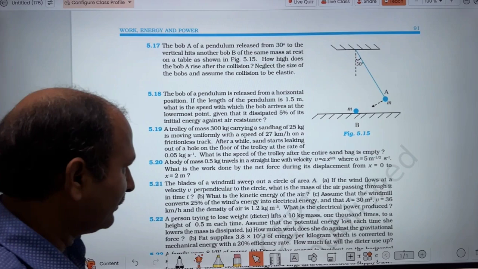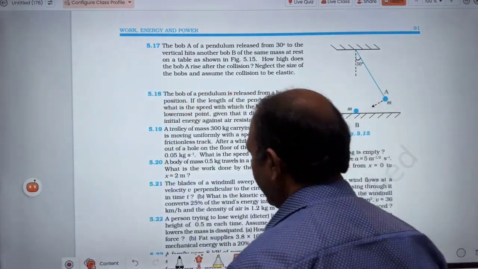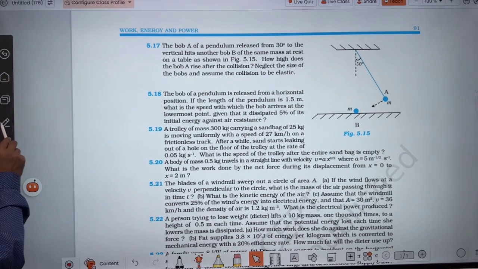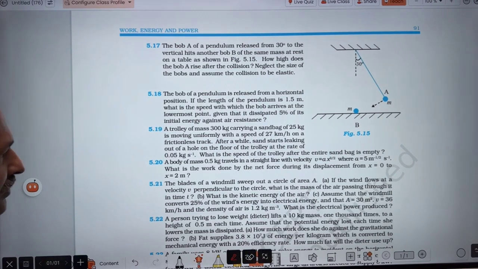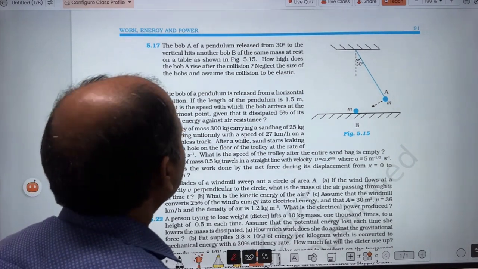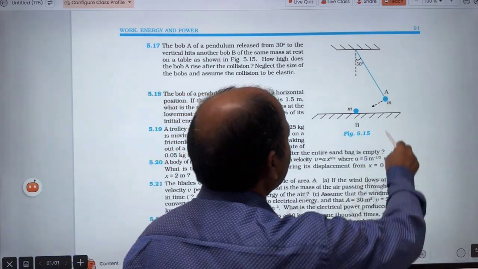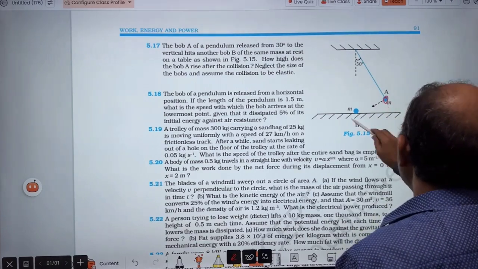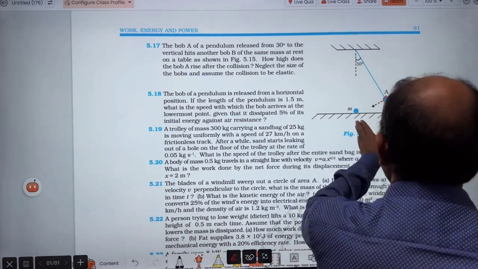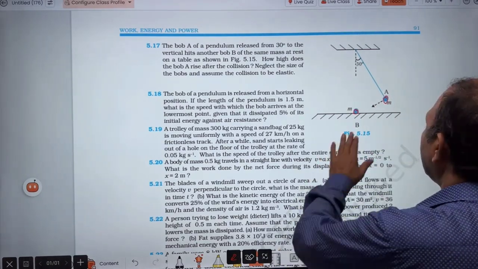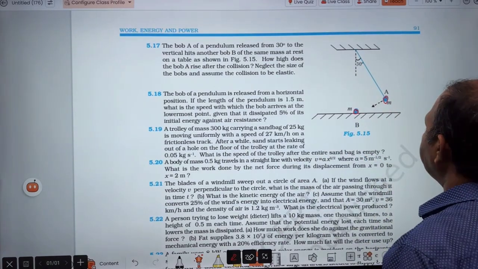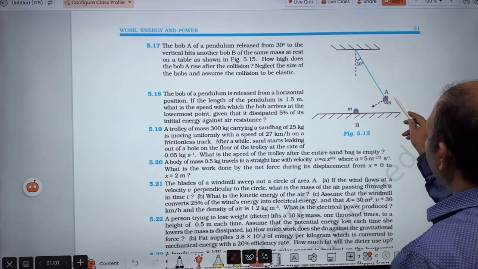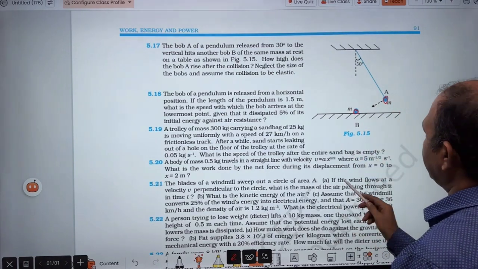Elastic collision means what? Do you remember? Elastic collision means momentum and kinetic energy both remain conserved. So here what will happen? When this bob moves to this position, it reaches here and it hits this bob. Its entire energy will be transferred to this bob and bob A will come to rest.